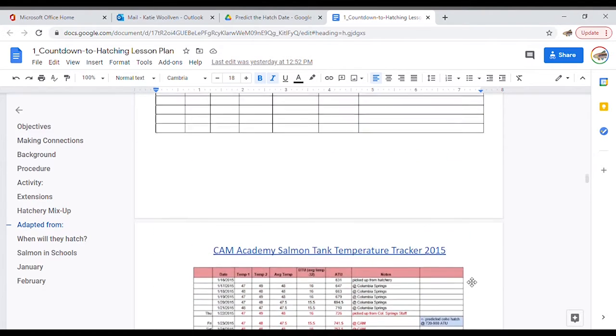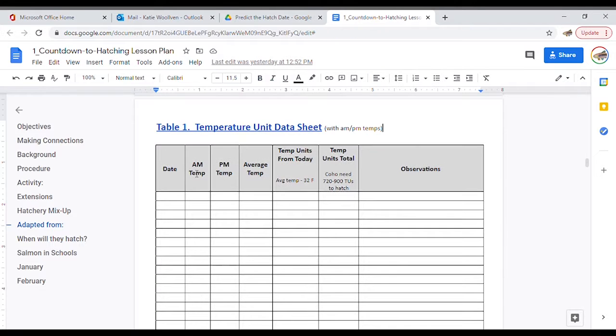Let's take a look at some of these data sheets. This one has a space for you to record 2 temperatures per day. This is how it's set up at the hatchery. Every day it's somebody's job to come in and record the morning temperature, the afternoon temperature, do an average temperature, and then figure out the temperature units for that day. We'll walk through what that looks like.